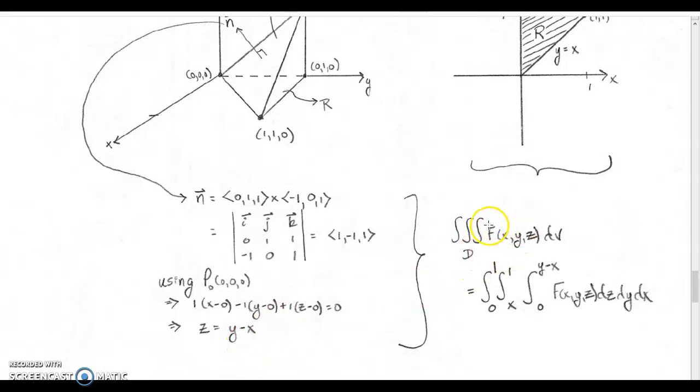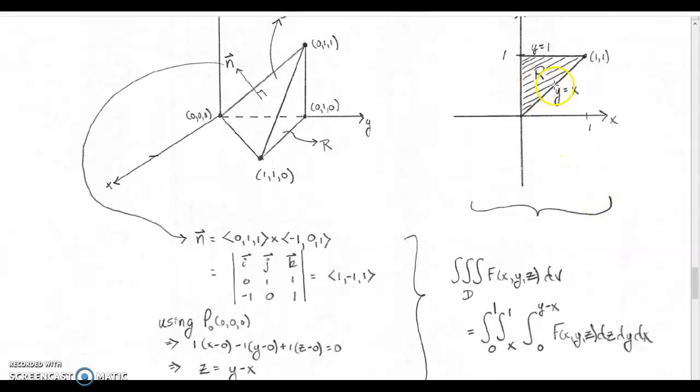So when I integrate over the domain D of f of x, y, z dV, the dV becomes dz dy dx. So z goes from the surface z equals 0, the plane down here, z equals 0 in the xy plane, up to the plane z equals y minus x. So these are my limits of integration for z. And then I look back to R here, the region in the xy plane, to find my limits of integration for y and x. So my outside integral is x, which has to be constant. As x goes from 0 to 1, the y integral goes from the function y equals x up to the function y equals 1. So my limits of integration are 0 to 1 for x and x to 1 for y.